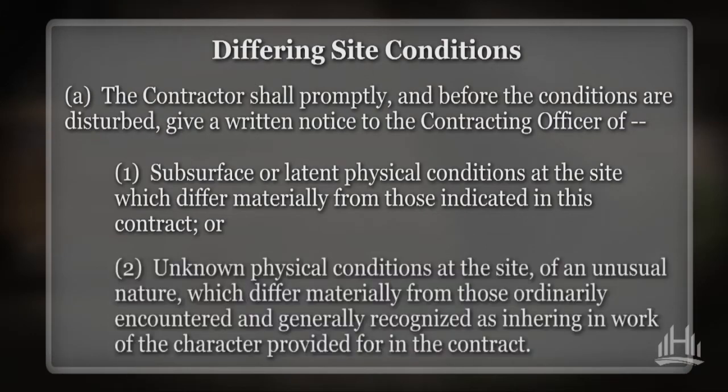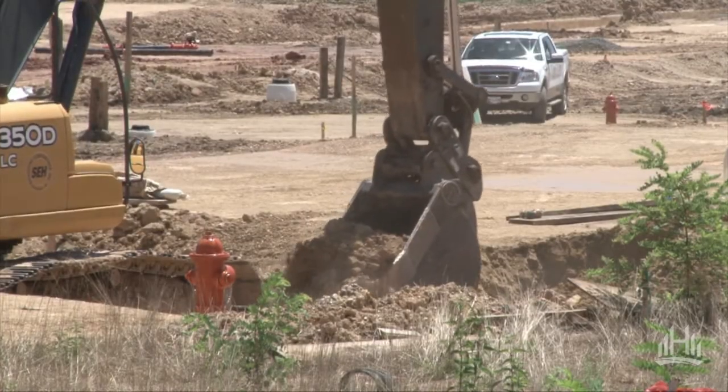A Type 2 differing site condition is defined as unknown physical conditions of an unusual nature which differ materially from those ordinarily encountered and generally recognized as inhering in work of the character provided for in the contract. An example of a Type 2 condition is the encountering of a subsurface structure in an area which appeared to only contain soil. Regardless of whether it's a Type 1 condition or a Type 2 condition, it is imperative that the contractor provide the owner with written notice so that the owner has an opportunity to investigate the condition before it's disturbed. The owner is then charged with the obligation to investigate the condition so it can act accordingly with an adjustment to the contract.